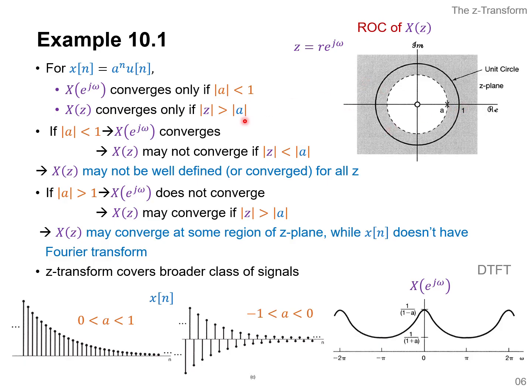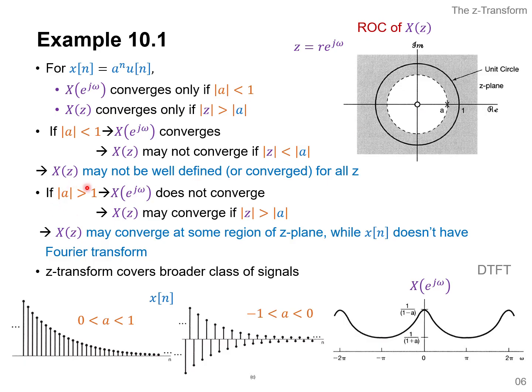Now let's look at the cases based on a magnitude. The z-plane helps us see where the z transform converges. When the magnitude of a is smaller than 1, the Fourier transform converges because the signal x of n gets smaller over time. But the z transform may not converge if the magnitude of z is smaller than the magnitude of a. So x of z is not valid for those z values.